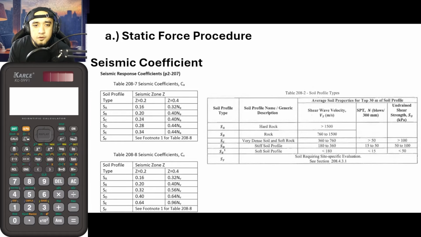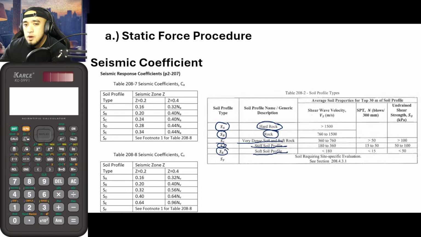So SA for soil containing hard rock, matigas na bato. SB, rock. SC, very dense soil and soft rock. SD, stiff soil profile. SE, this is for soil, soft soil profile.